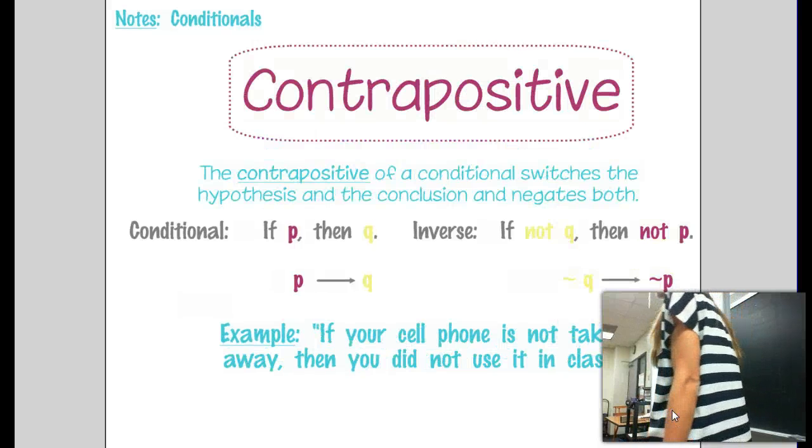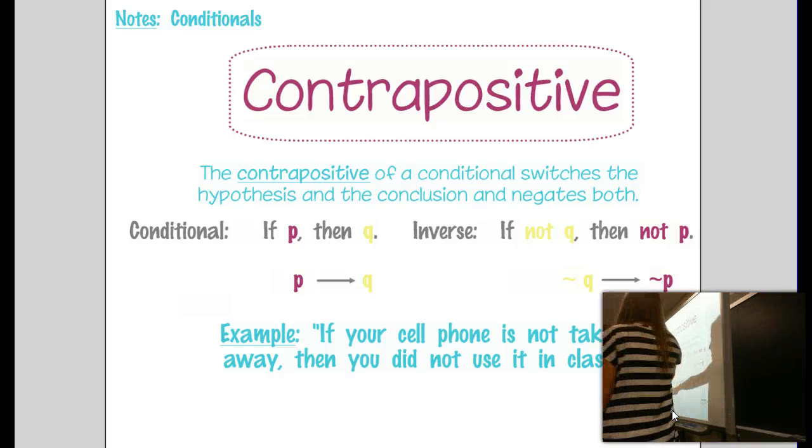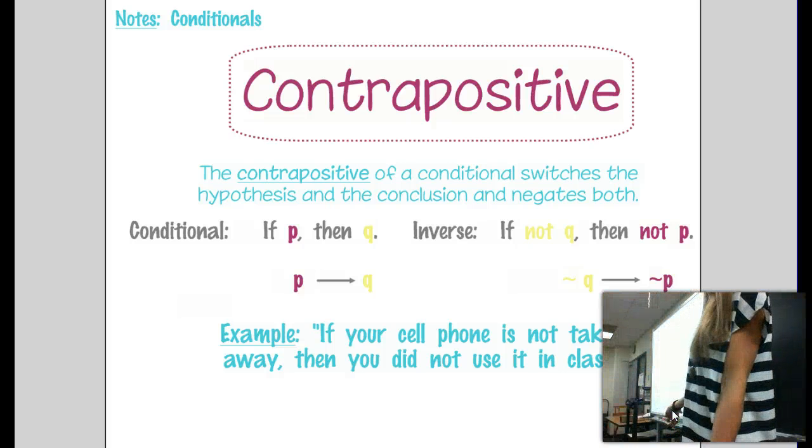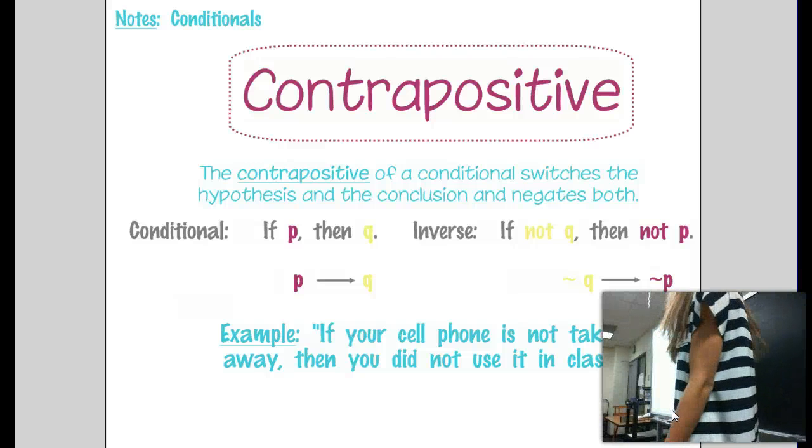Oh my goodness, another C word. Contrapositive. It switches the hypothesis and conclusion, and it negates both. So not only do they have to trade places, but you also have to put a not in front of both of them. If you use your cell phone in class, then it will be taken away. If your cell phone is not taken away, then you did not use it in class. That one's the most work. Contrapositive is the most work.